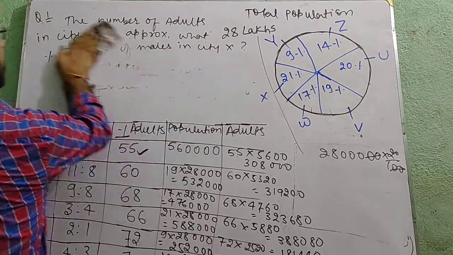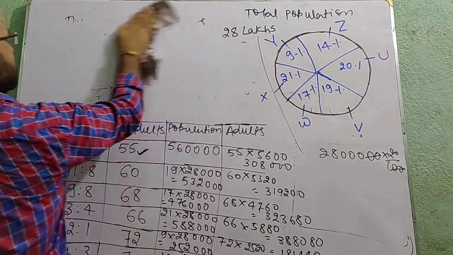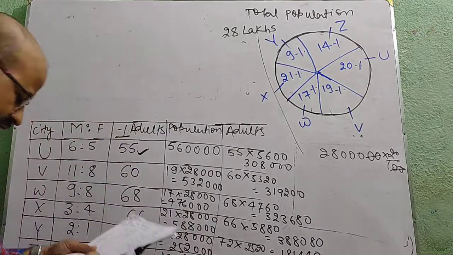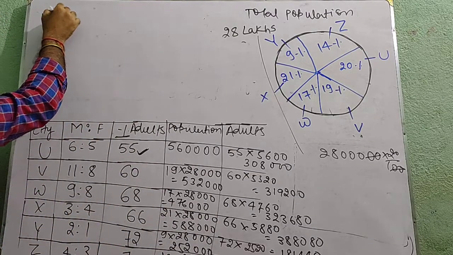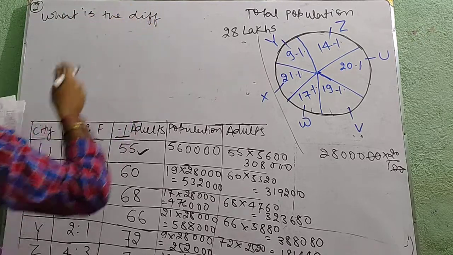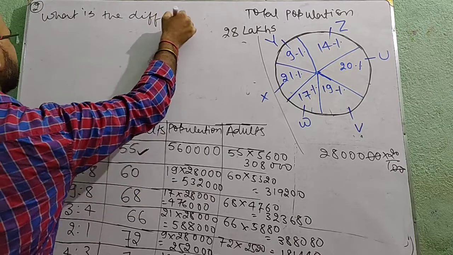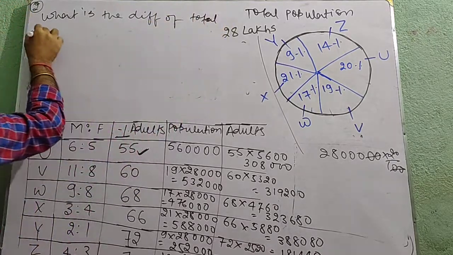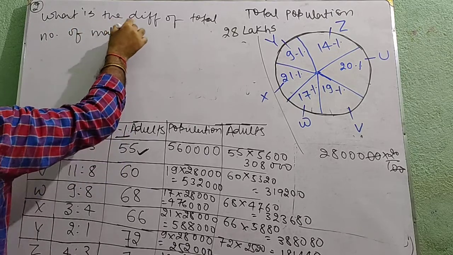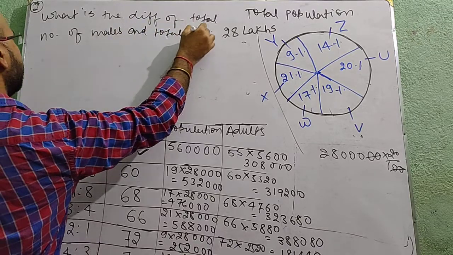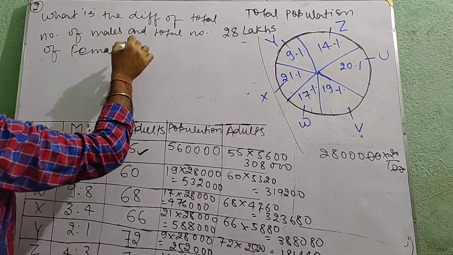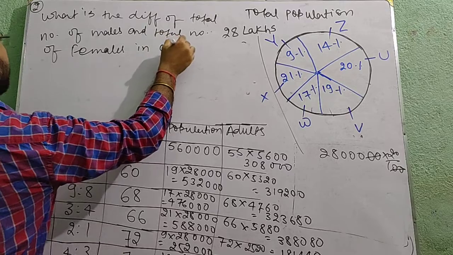For the second question, we will move to the questions one by one. There are 5 questions. Second question: What is the difference? Very easy question. The difference of the total number of males and the total number of females, and the total number of females in city V.